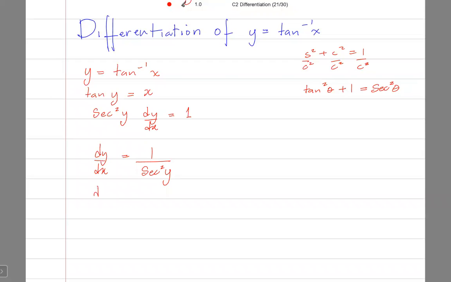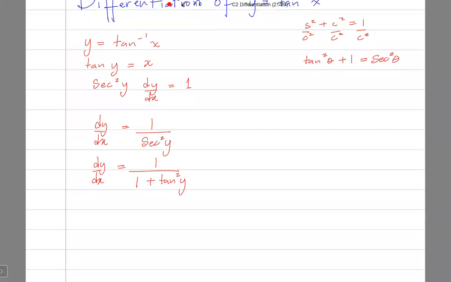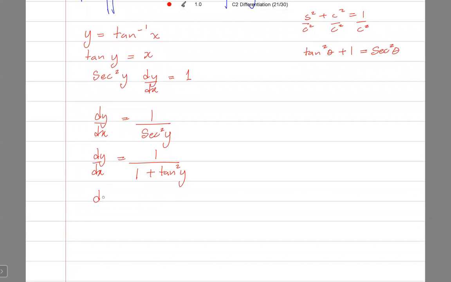So I can then say that dy by dx is equal to 1 over 1 plus tan squared y. Sec squared y is the same as saying 1 plus tan squared y. But tan y is equal to x. So tan squared y is equal to x squared. So dy by dx, as Tahira said, is 1 over 1 plus x squared.